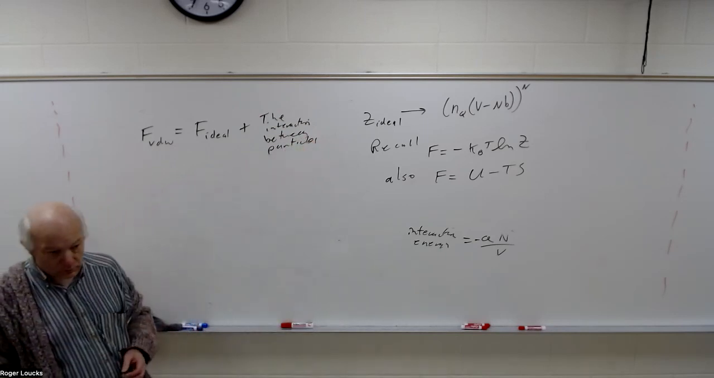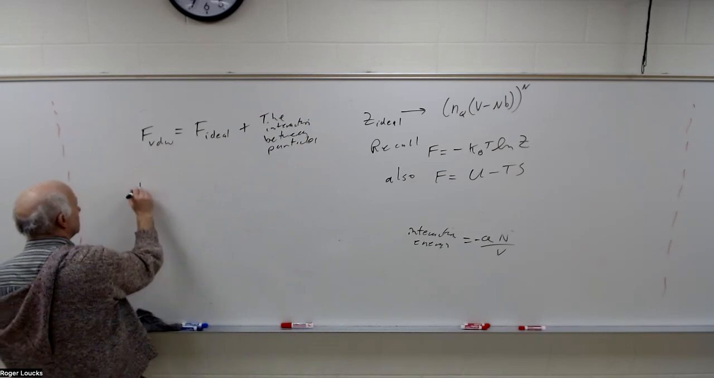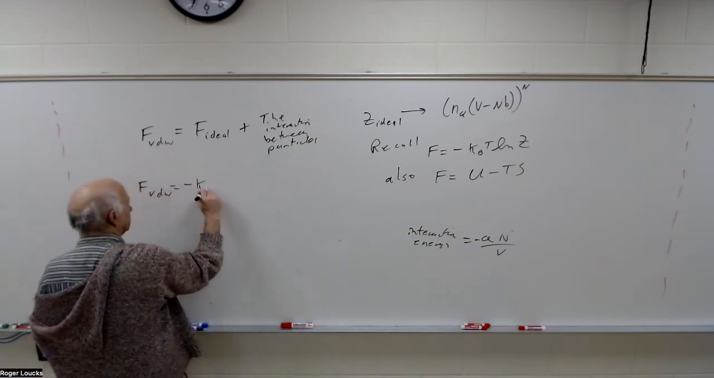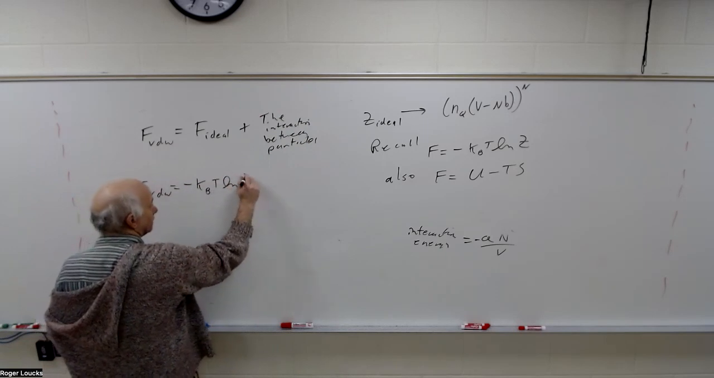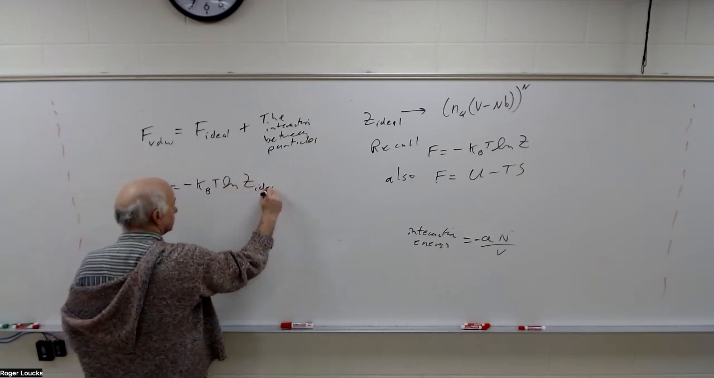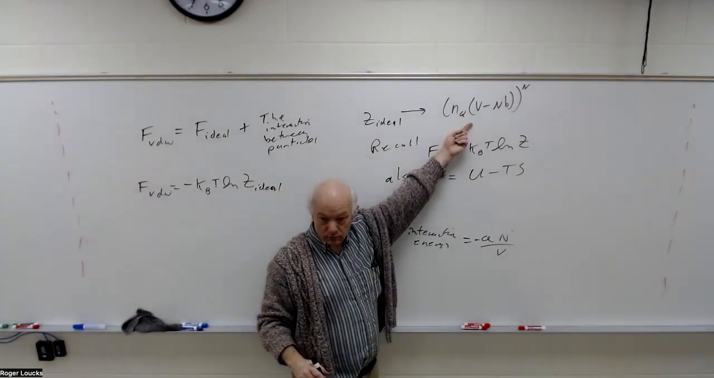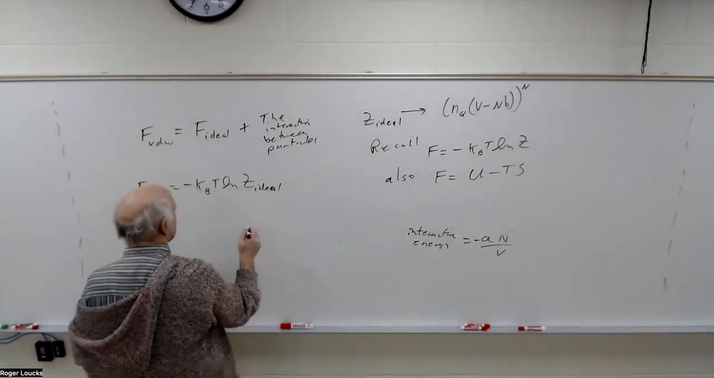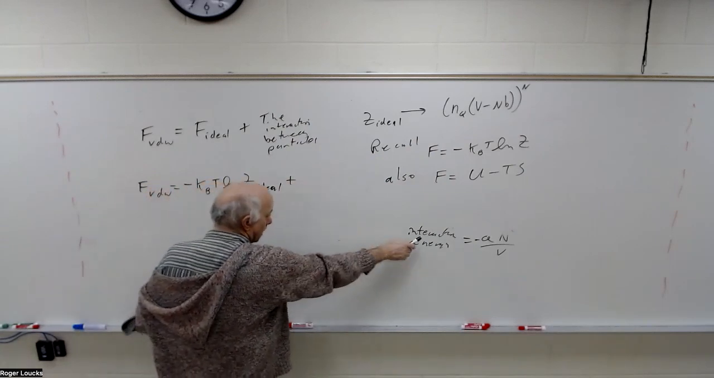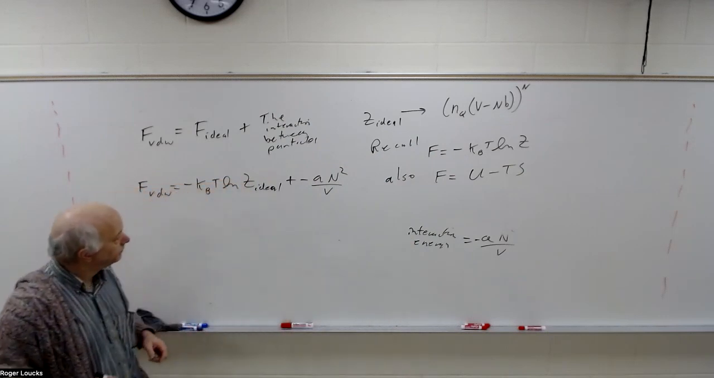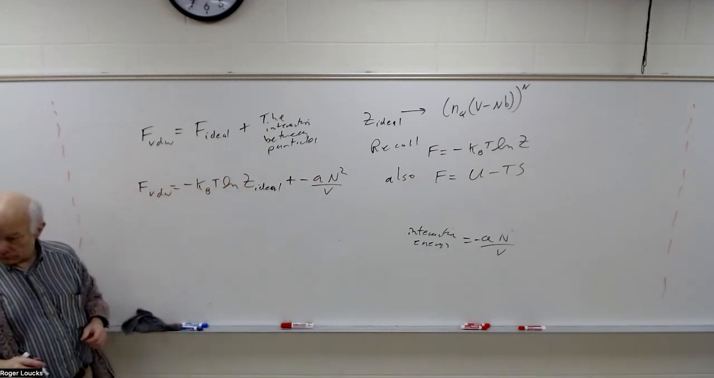Does that make sense? So what I'm going to have is V van der Waals equals minus k_B T times the ln of Z ideal, meaning where the Z ideal is not going to be this form here. Okay. And then I'm going to add to this my buddy over here, minus A n squared over V.